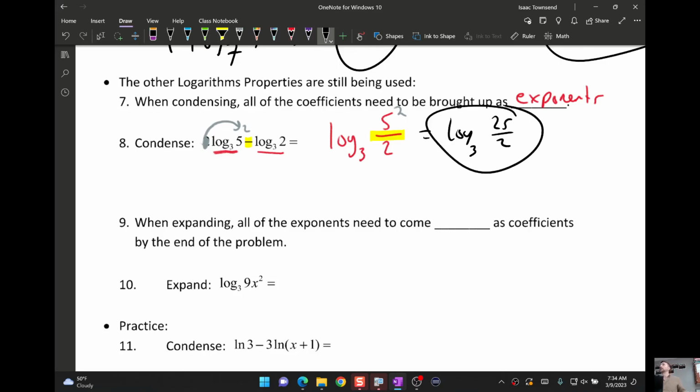So when you're condensing, if there's a coefficient out front, coefficient just means the number that's being multiplied by something. If you have a coefficient on your log, bring it up as an exponent to get it out of the way. And then you can condense like normal.